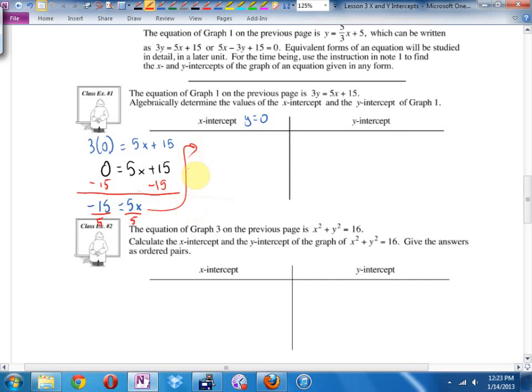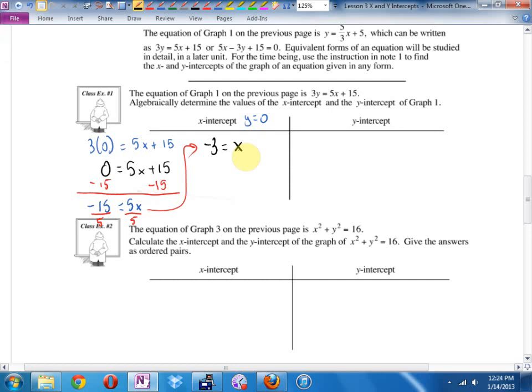When I do that, on the left side, I'll have negative 15 divided by 5. You know what, Jordan? I think I can do that in my head. It's a negative divided by a positive. The answer is going to be negative. 15 divided by 5 is 3. And 5 divided by 5 is 1. I just have an x left by itself.